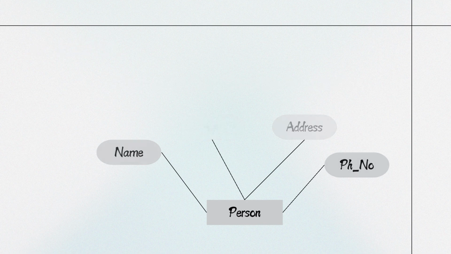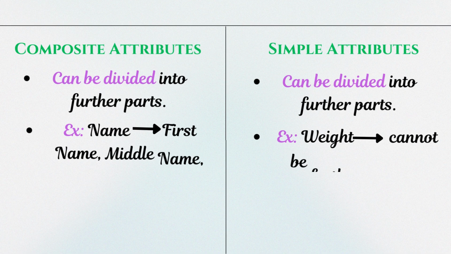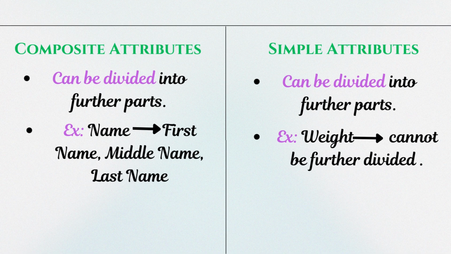Now let's look into the several types of attributes in the ER model with examples. First, let us see what composite attributes and simple attributes are. Composite attributes are attributes that can be divided into further parts, whereas simple attributes are attributes that cannot be divided further. An example of a composite attribute is name. This attribute can be divided into further parts: first name, middle name, and last name. An example of a simple attribute is weight. This attribute cannot be further divided. Other examples could be salary, a person's age, etc. So this is about composite and simple attributes.